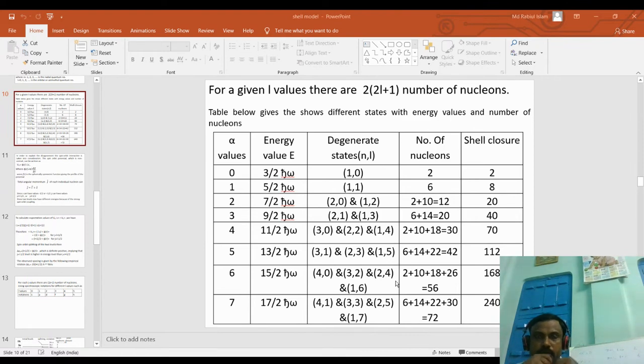And when we are considering the motion of a single nucleon, say a single proton or a single neutron, then we assume that this single neutron or single proton is acted upon by the resultant force, attractive force or repulsive force. Here it is attractive nuclear force, so that it is moving in a harmonic oscillator potential.